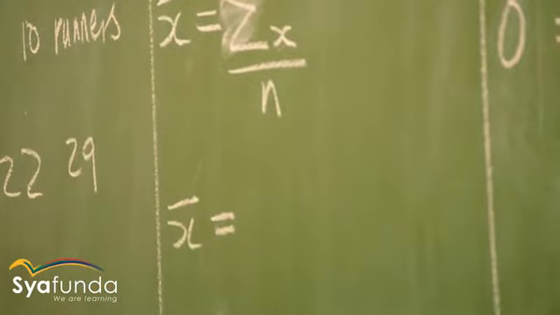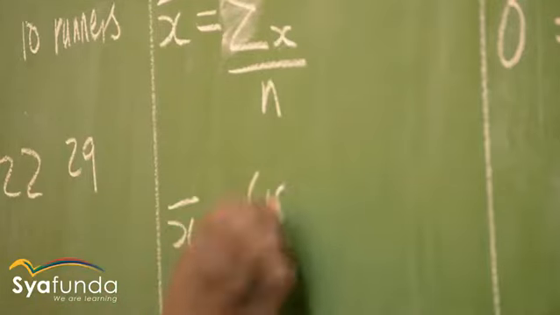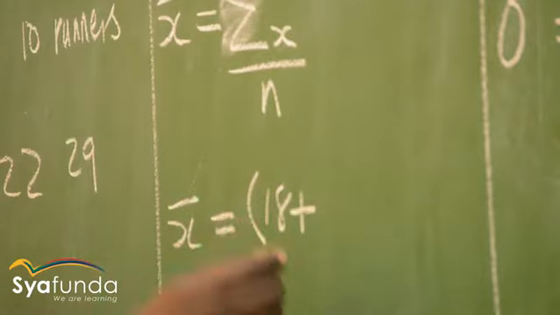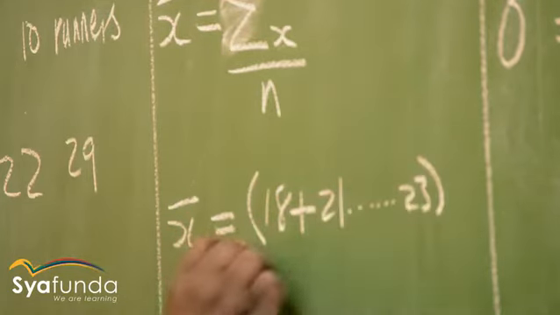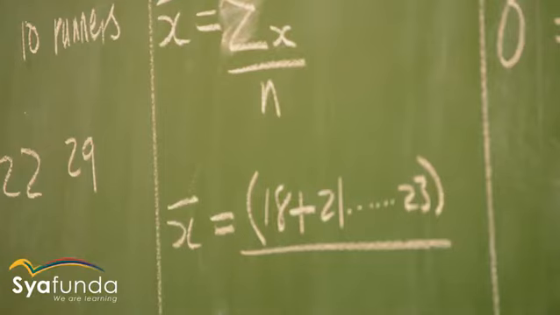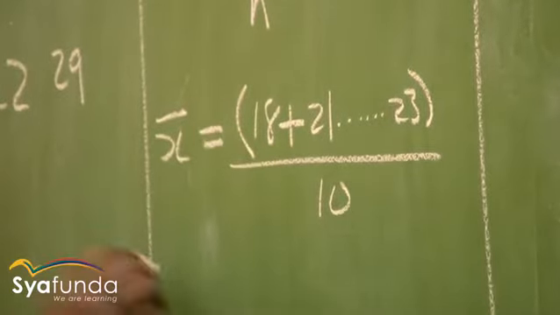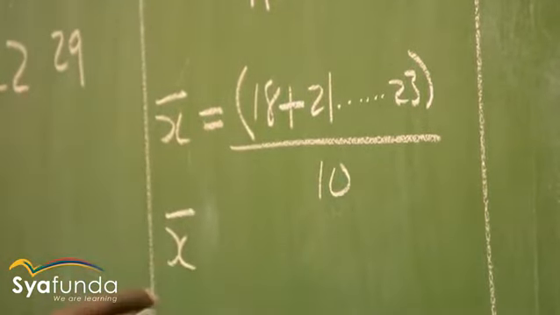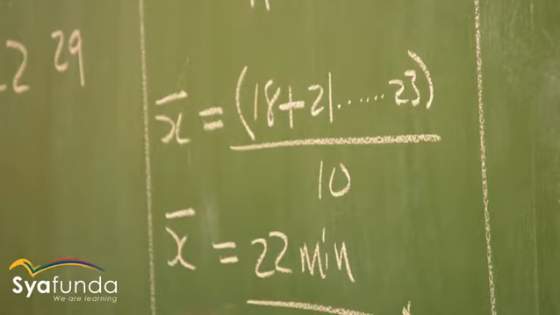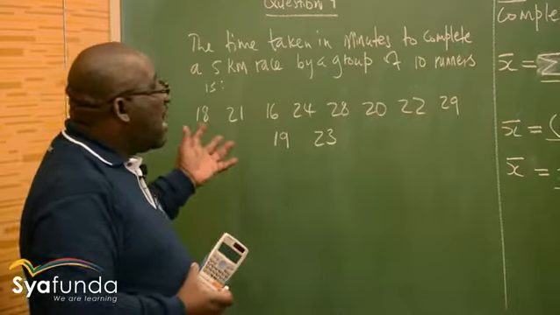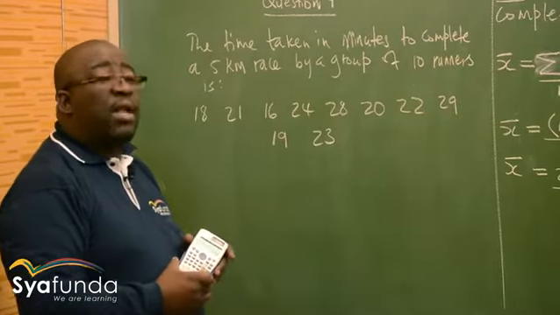in this particular case, is where I add these values. I have added 18 plus 21 plus up to the last one, which was 23. I divided by the number of them. How many of them are there? There are 10, divided by 10. I don't have to show all of them because I've punched them in my calculator. Then my X bar, remember, it's only 2 marks: 1 mark for the formula and 1 mark for the solution. This then is equal to 22 minutes. So that's how I calculate the mean time taken to complete the race. On average, these 10 runners took about 22 minutes to finish this particular race.